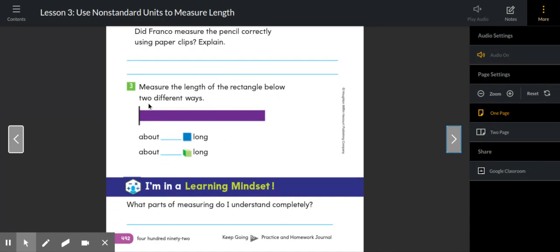And number 3, measure the length of the rectangle below 2 different ways. So this time I would use, since you have the green cubes, paper clips and green cubes, since you don't have these colored squares at home with you. So just cross out that square and make it a paper clip.